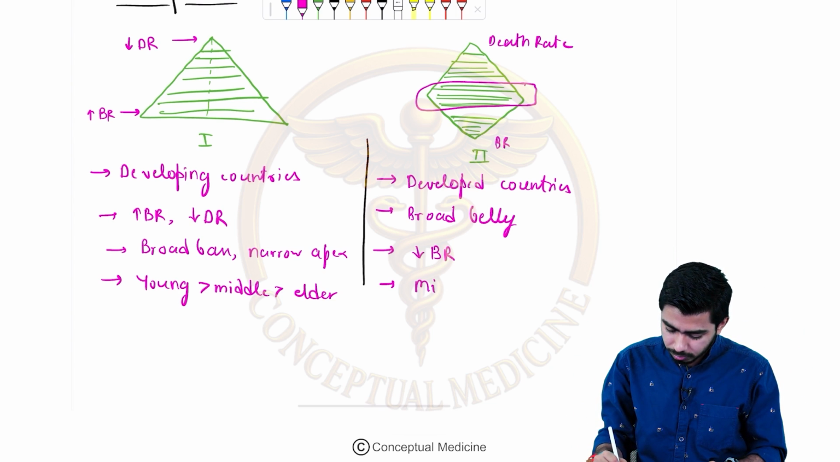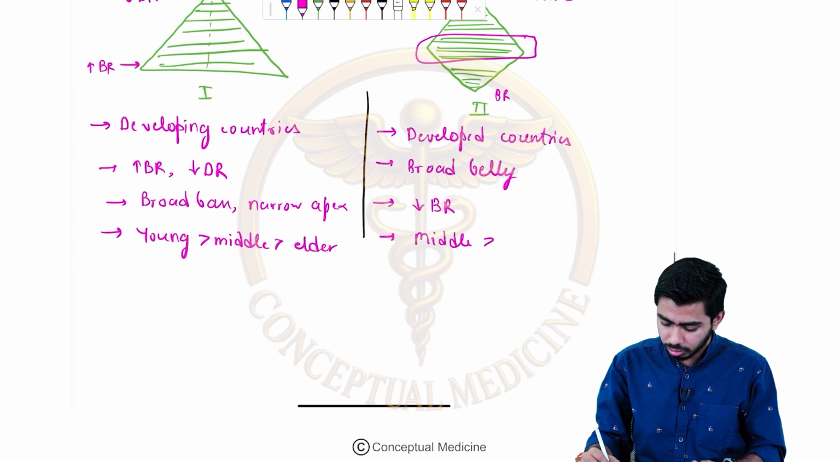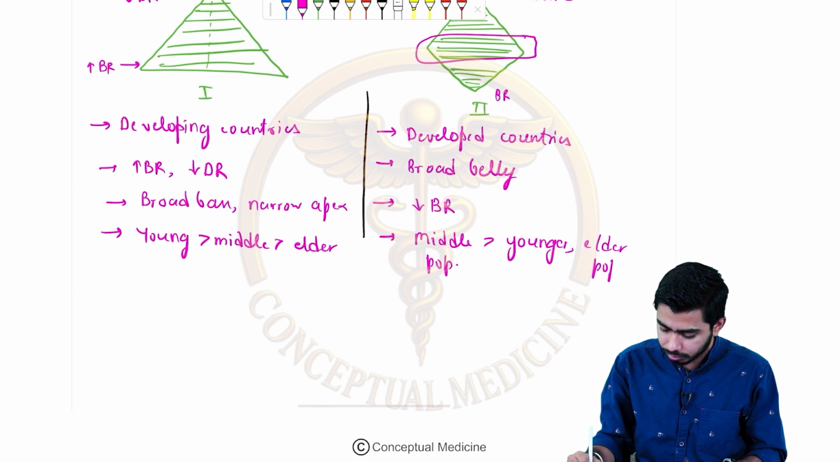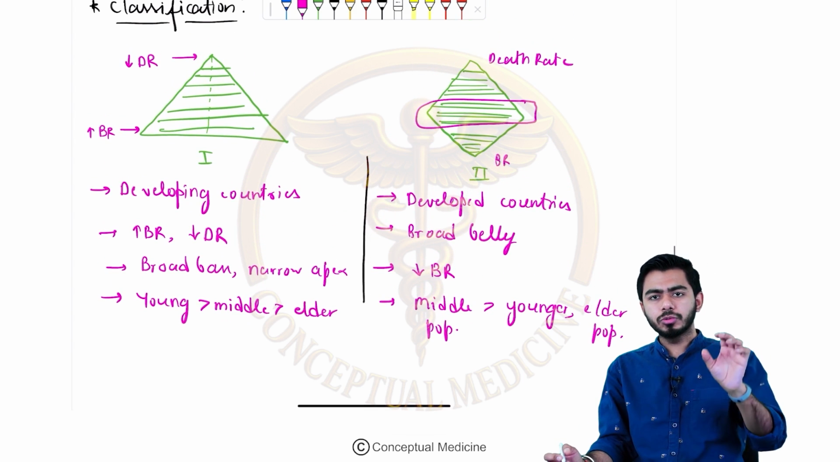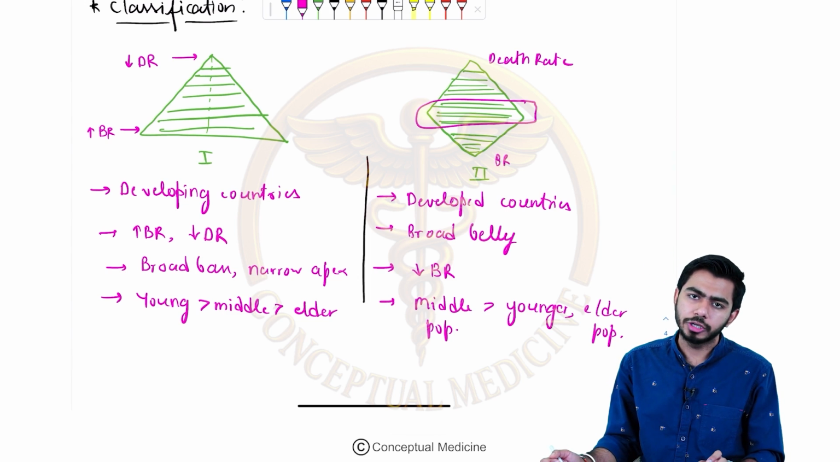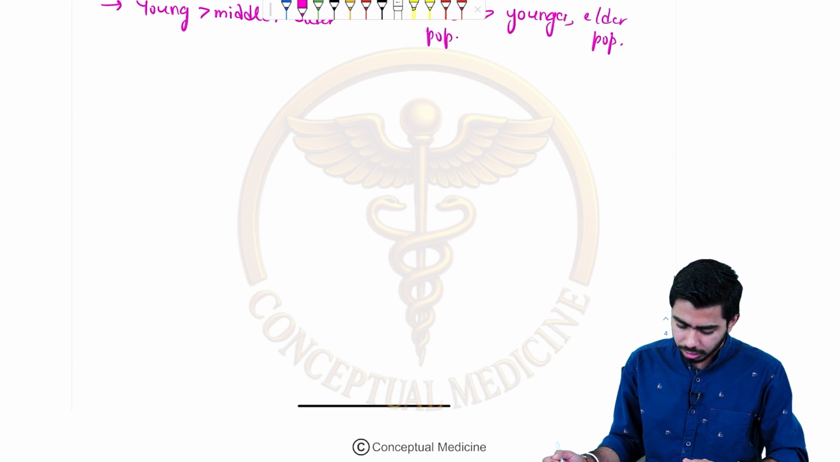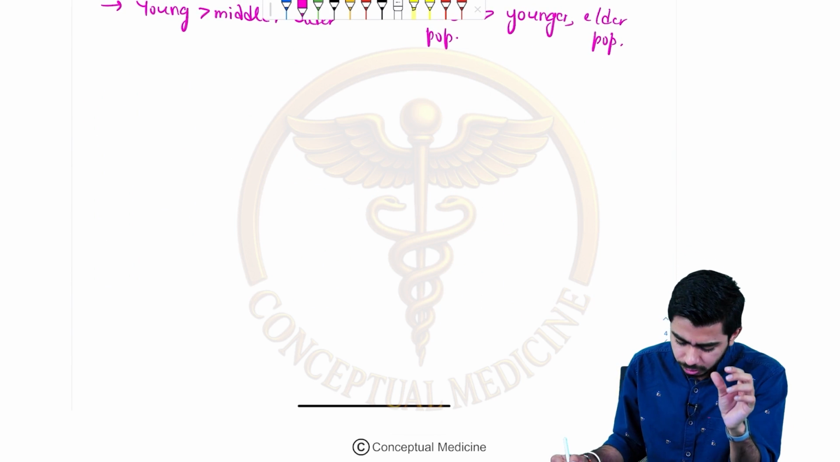So the middle age population is more than the younger and the elder population. Okay, so that is the thing. I hope you understood the difference between these two age pyramids, right? Once you understood the difference between these two age pyramids, now I'm going to talk about some more differences over here.